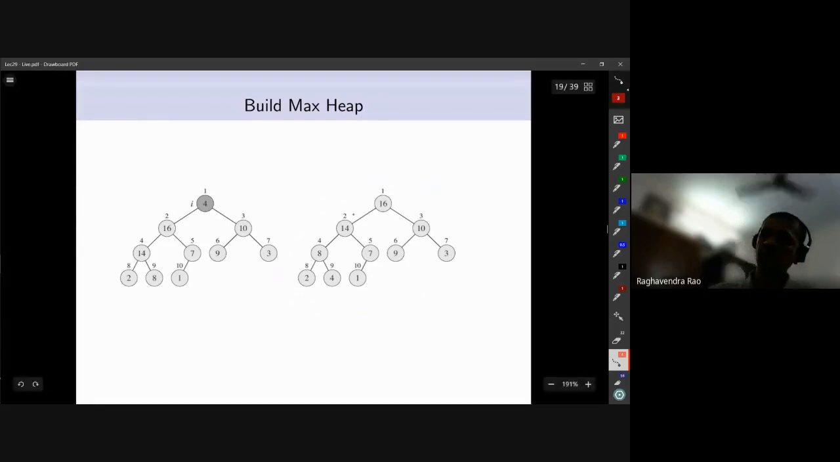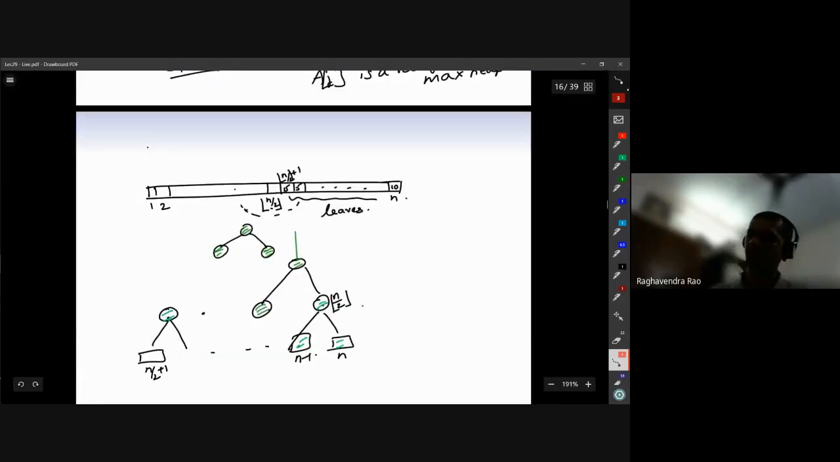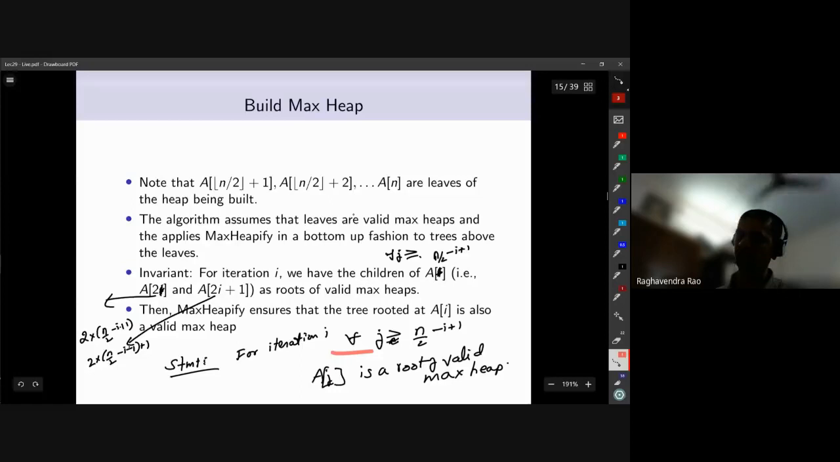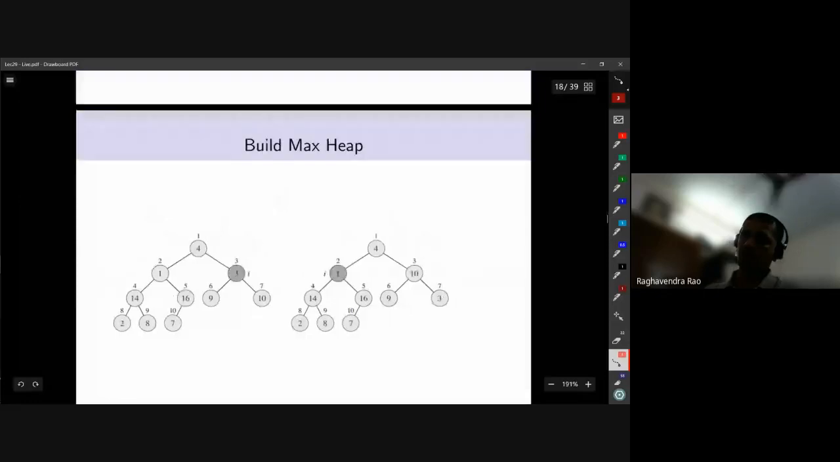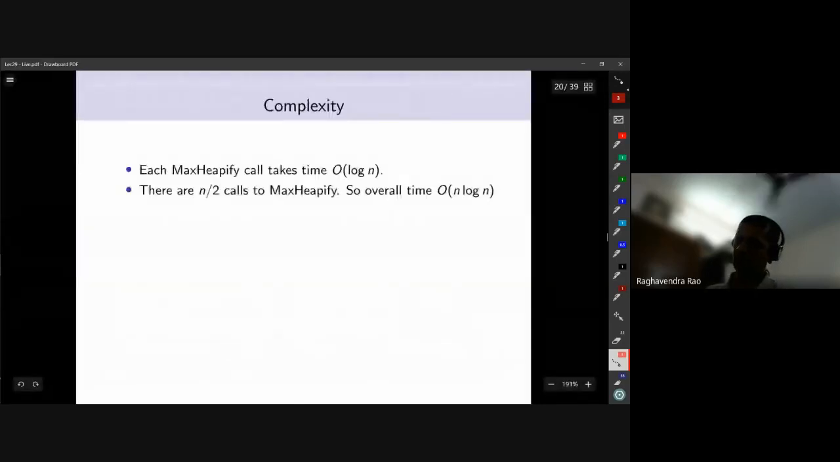So when I run I, all indices which are higher than I, the corresponding binary trees, each node will represent a rooted binary subtree, right? So they will all satisfy the heap property. So that is being ensured using this invariant here. And like I said, the more precise way is that you should have a quantification for every index.